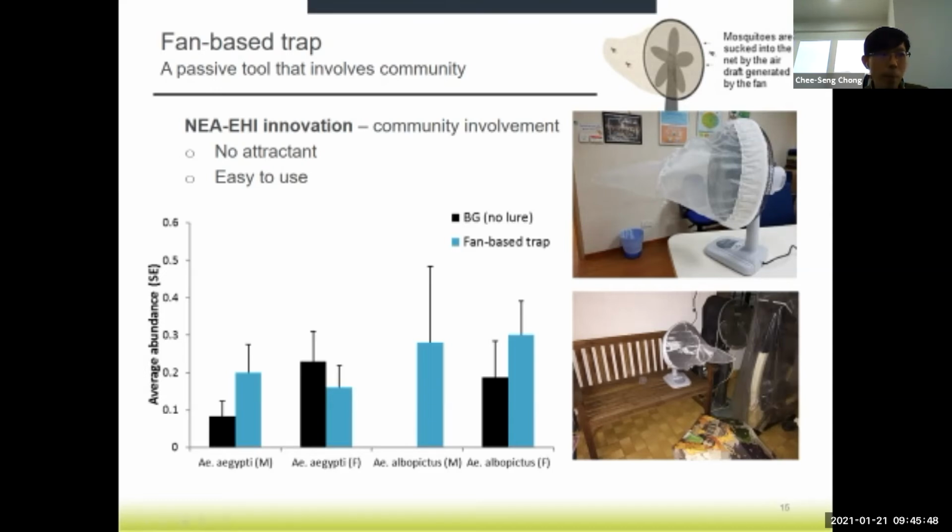And we have compared this fan netting trap with, let's say, a BG trap without lure, and you find that it's actually comparable when it comes to capturing mosquitoes in homes. So it is something that countries might even want to consider: manufacturing some of this fine mesh netting and doing some capturing, and potentially involving the community to be part of a very quick monitoring or surveillance program itself.